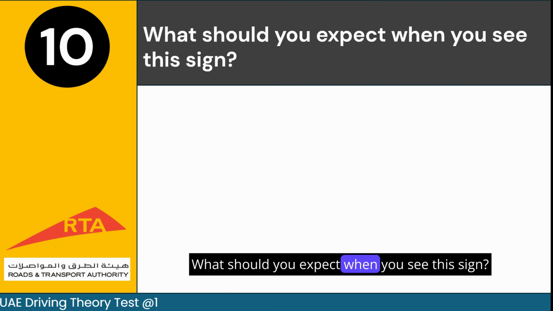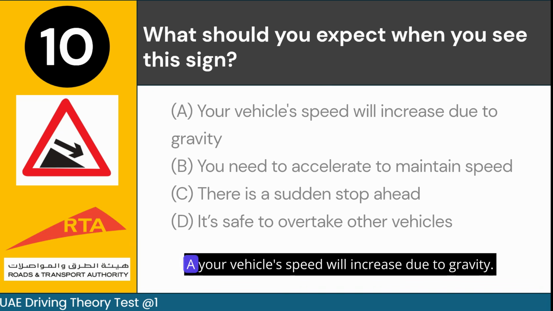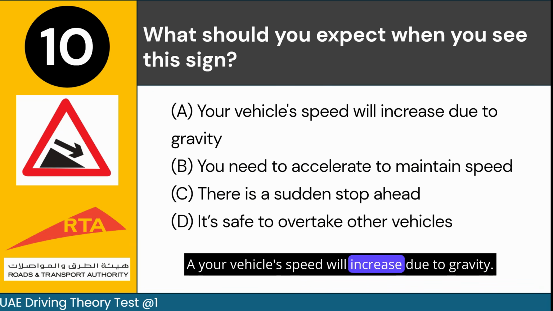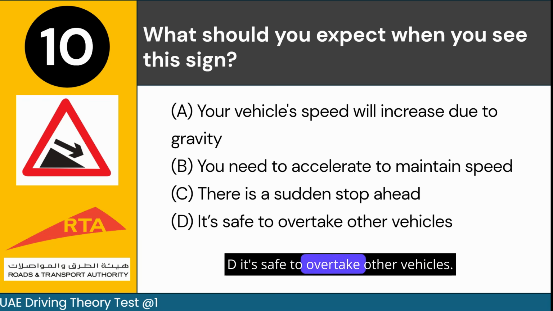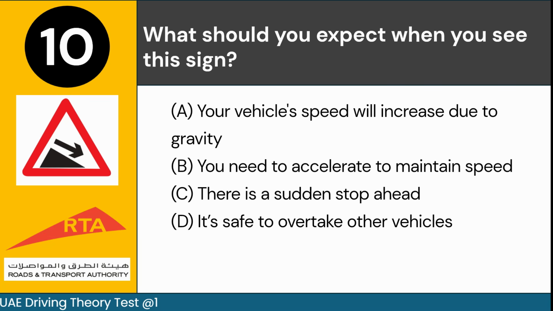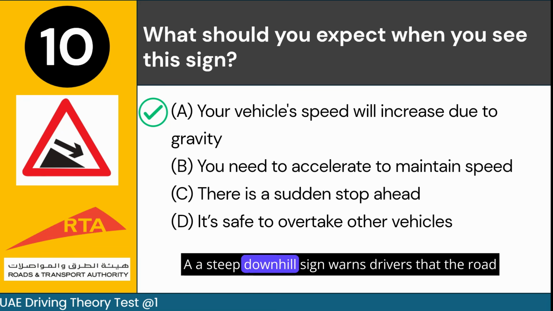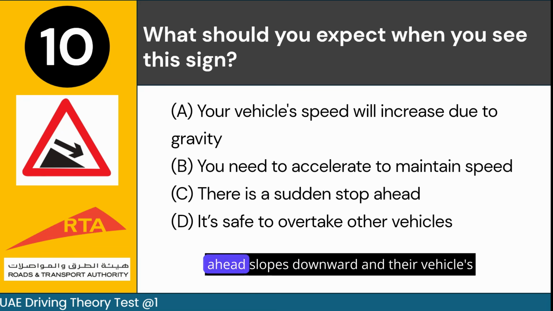What should you expect when you see this sign? A. Your vehicle's speed will increase due to gravity. B. You need to accelerate to maintain speed. C. There is a sudden stop ahead. D. It's safe to overtake other vehicles. Answer: A. A steep downhill sign warns drivers that the road ahead slopes downward and their vehicle's speed may increase, requiring careful control.